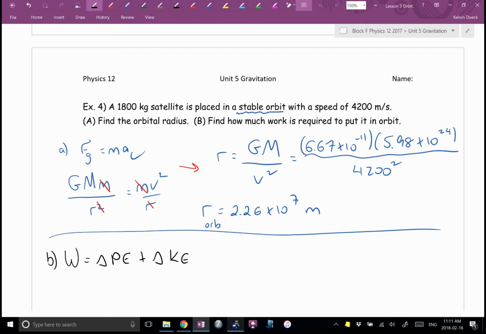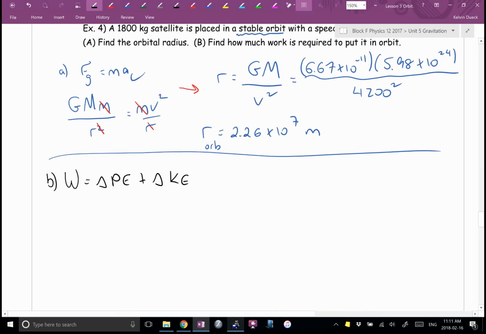What do you want to find first? Potential, change in potential, or change in kinetic? Doesn't matter. We'll go potential. Change in potential? Okay. Can I use mgh final minus mgh initial? We're cosmic? Okay.